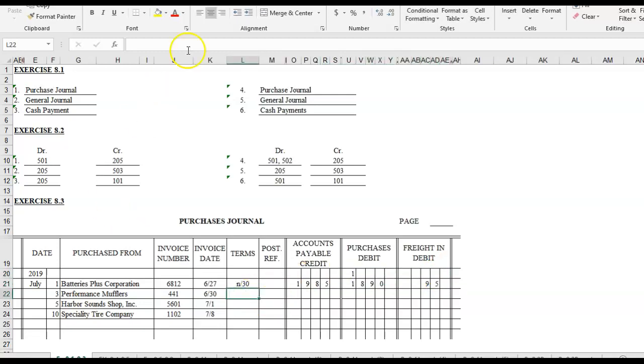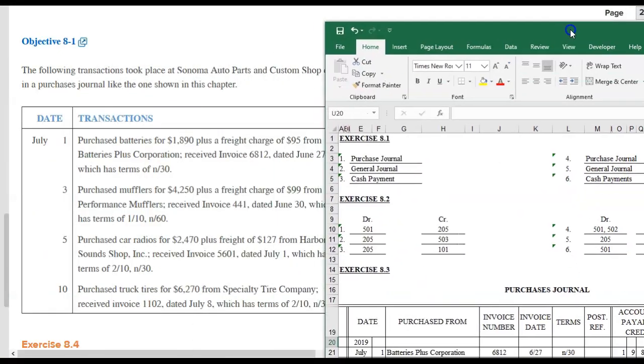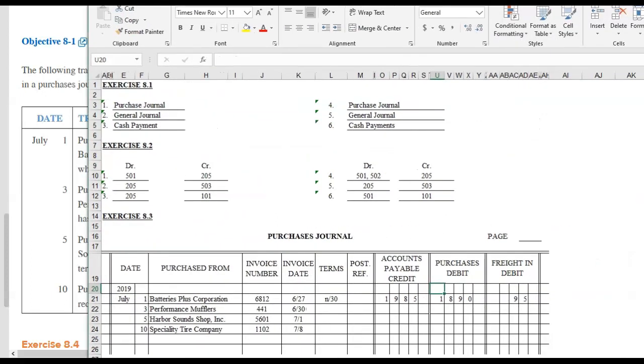Okay, let's look at the second one. Actually, this is such an easy problem. You're just doing the addition and subtraction. I'll do the second one and let you guys finish. Purchase mufflers for $4,200 plus a freight of $99. So we have terms of 1% discount in 10 days and net 60. So you're still going to put that here. You're just going to put 1% discount, 10 days, comma, and then net 60. So they both have to be able to fit in there.